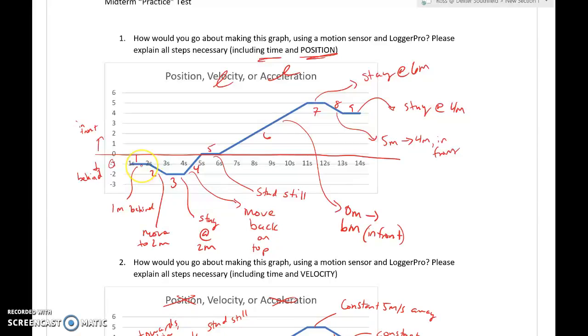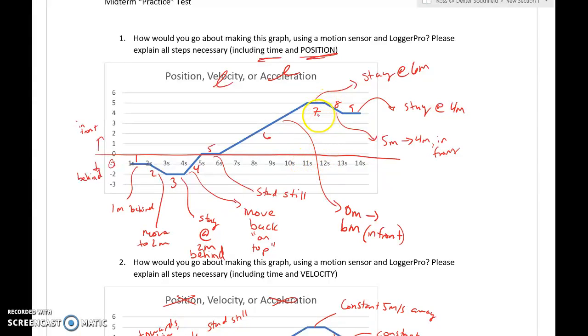So this means you're standing 1 meter behind. Then you move to 2 meters from 1 meter. In the next segment, you stay at 2 meters behind. You should actually write in behind. From seconds 4 to 5, you move back to on top, quote unquote, of the motion sensor, right? Seconds 5 to 6, you stand still right on top of the motion sensor. And then seconds 6 to 11, you go from 0 meters to 6 meters in front of the motion sensor.